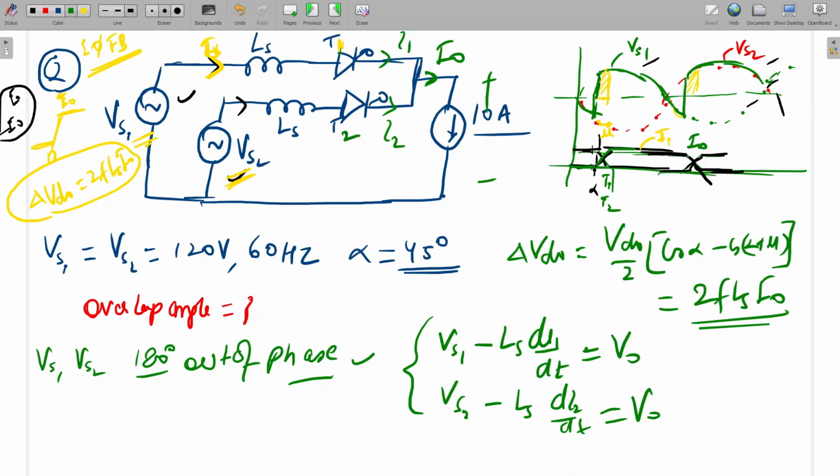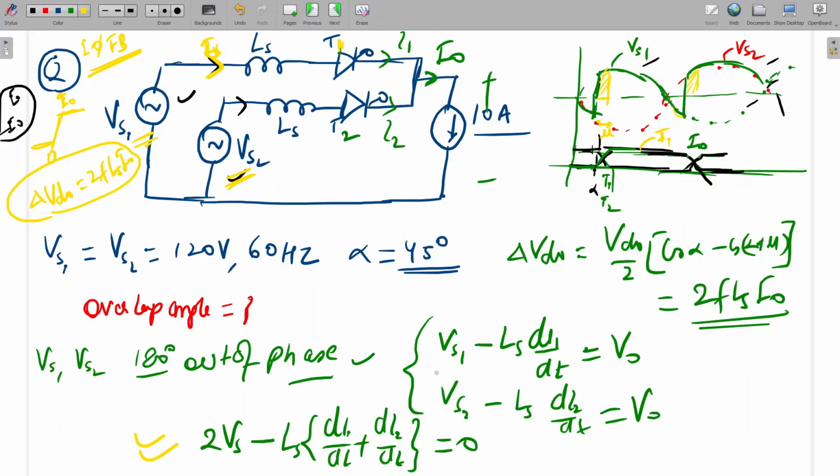So if you subtract 1 minus 2, what will happen? Both are 180 degrees apart, so it will be 2Vs minus Ls times di1 by dt plus di2 by dt, which should be equal to 0. Is it clear? These are the equations which I have written here. See, why is this 180 degrees apart? This is angle 0, so the other will be minus. In magnitude, if you see in phasor, it will be minus. So that's why I'm writing 2Vs here. Is it clear?